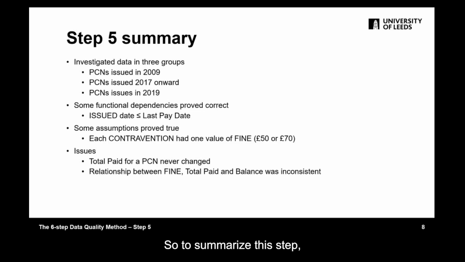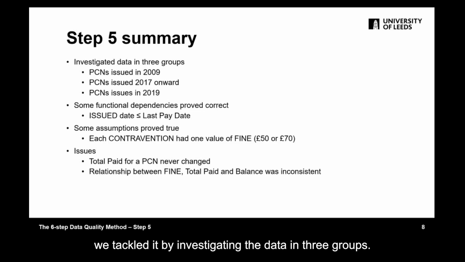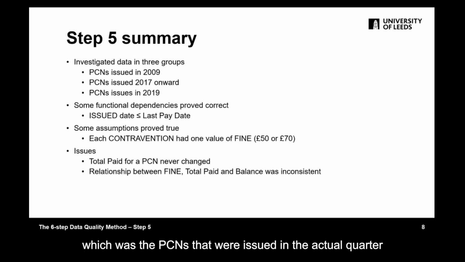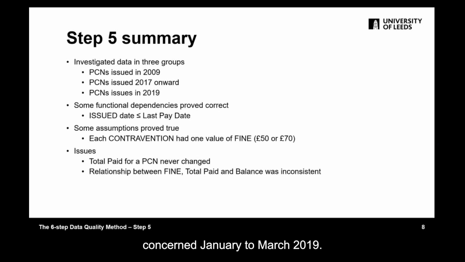So to summarize this step, we tackled it by investigating the data in 3 groups. First of all, the PCNs that were issued in 2009. Secondly, the recent PCNs, 2017 onward. And thirdly, a subset of those, which was the PCNs that were issued in the actual quarter concerned, January to March 2019. Some of our checks proved successful. We found that the issued date was always the same as or before the last pay date. And we found that each contravention had a constant value of fine across all of the time period.